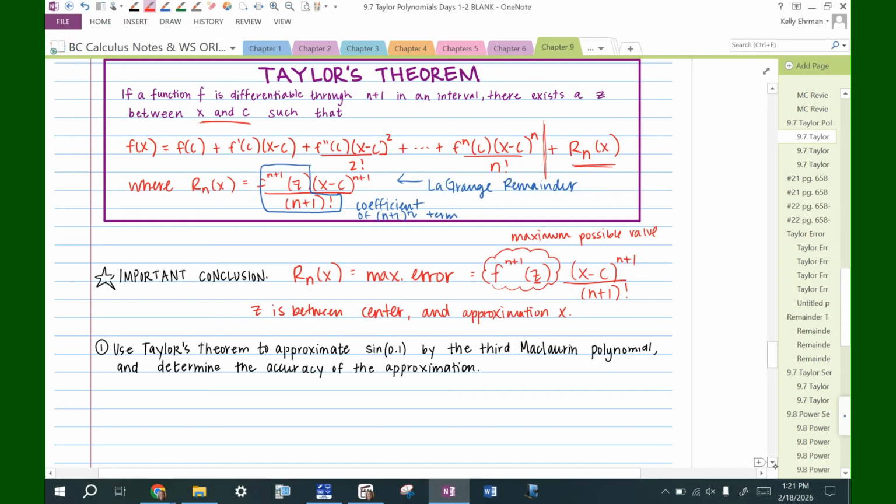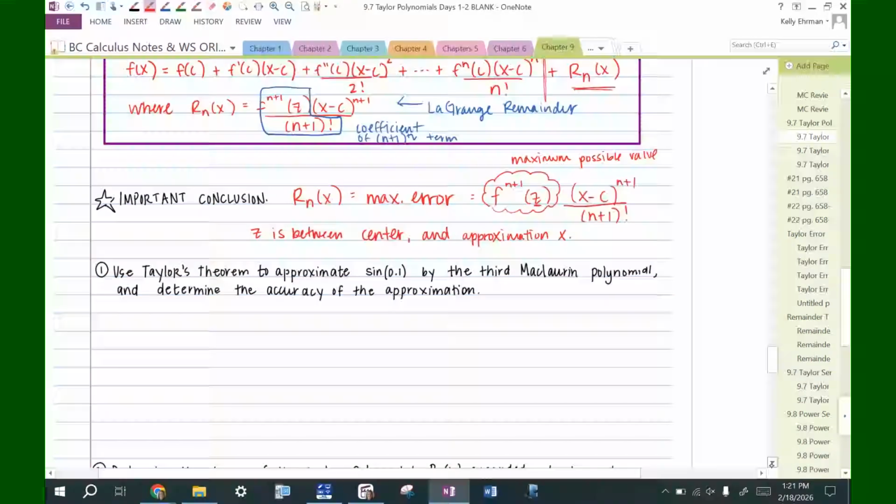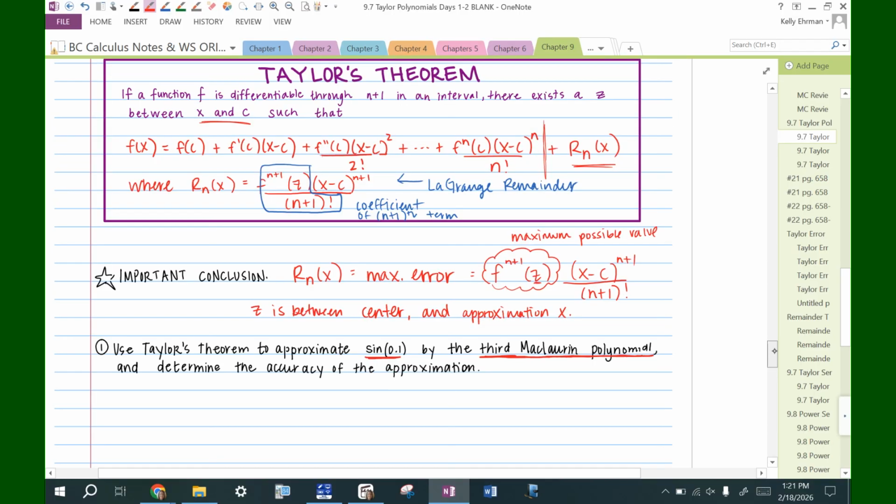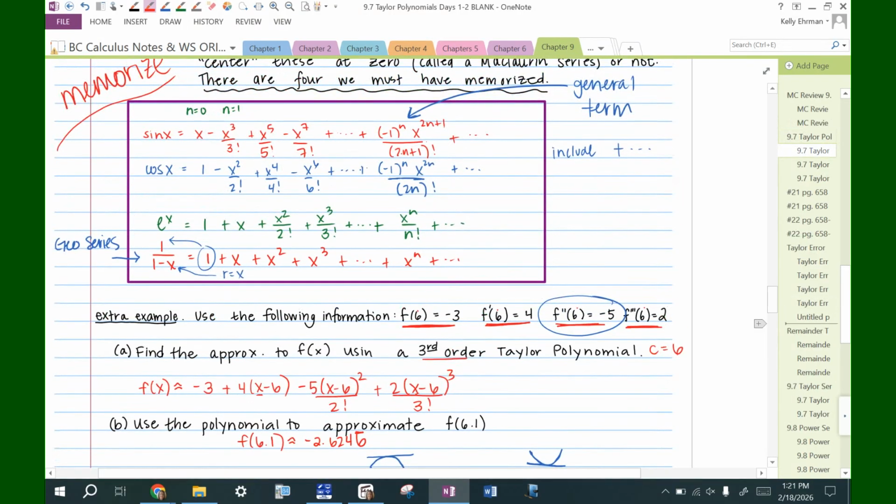Okay, so let's just do a couple of these problems, and I'll show you what I'm talking about. So this says use Taylor's theorem to approximate sine of 0.1 by the third Maclaurin polynomial. All of those polynomials in the box back here that you had to memorize, those are Maclaurin. They're all at x equals, or c equals, 0, so they all just have x's. So I do not need to do a series of derivatives to figure out what's the third Maclaurin polynomial for sine. It's this right here. The third one would take me out to the third degree. Those two terms, that's the third order Maclaurin polynomial for sine.